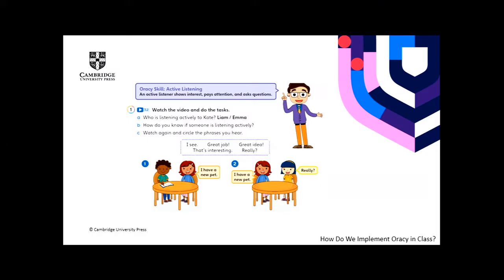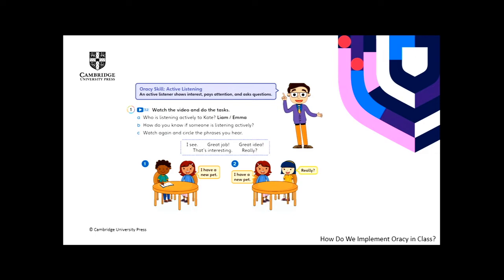When we go on with a classroom activity, there's one question, the second one, the B one. How do you know if someone is listening actively? How do you understand that when you have a debate or a conversation with somebody? Have you been listening to us actively? Yeah. Respond and ask a question. What else?